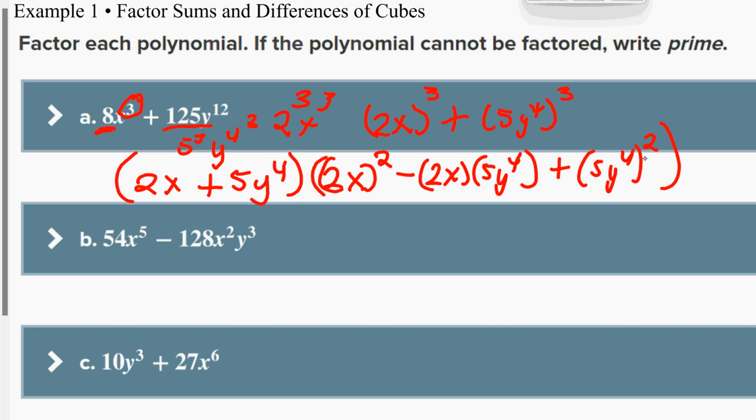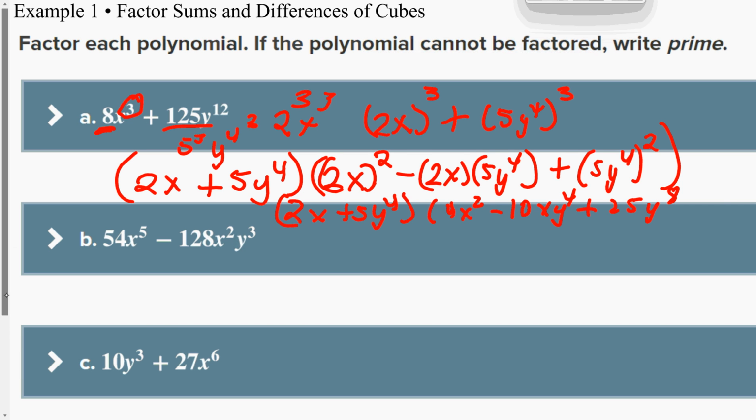And then I can simplify that and rewrite that as 2x plus 5y to the 4th, and then 2x squared would be 4x squared, minus 2x times 5y to the 4th is just a negative 10xy to the 4th, and 5y to the 4th squared would be a positive 25y to the 8th. And so that's how you expand that sum of two cubes.